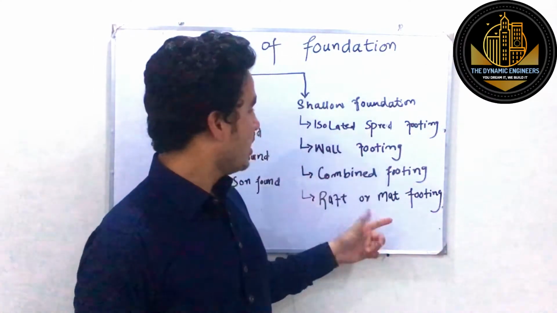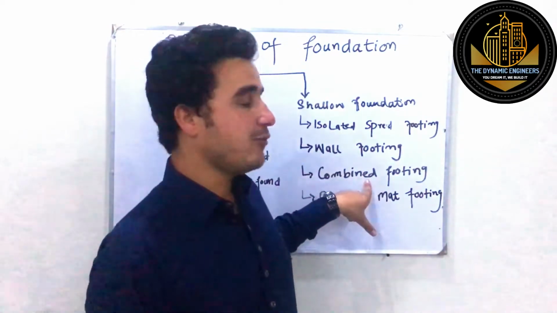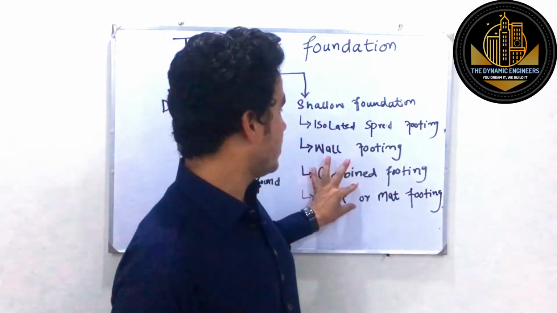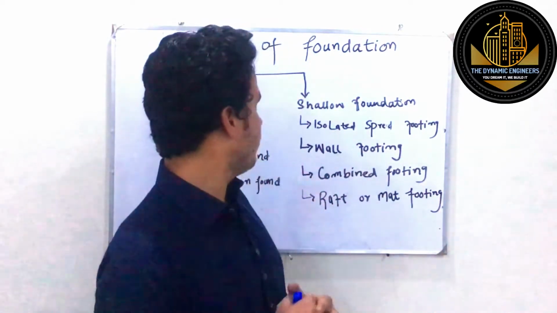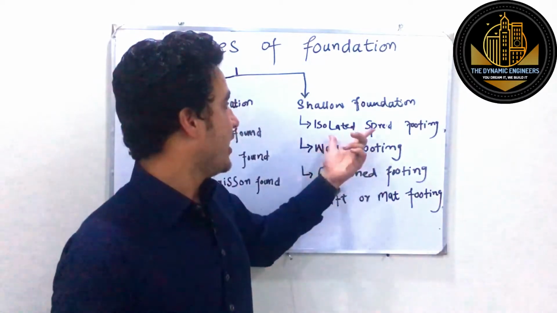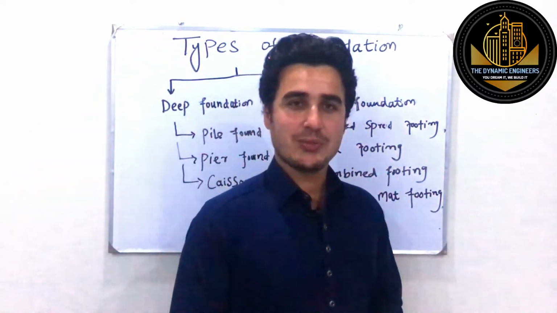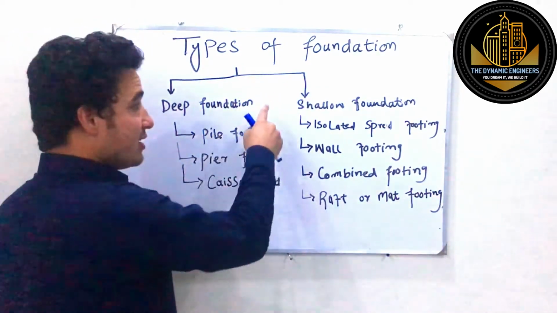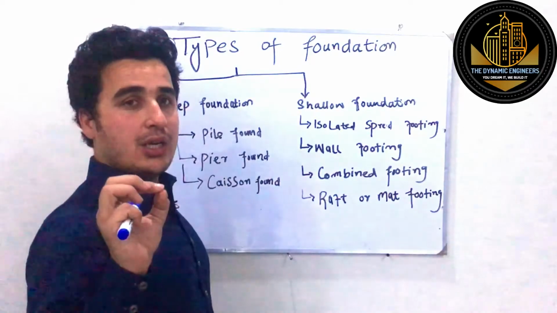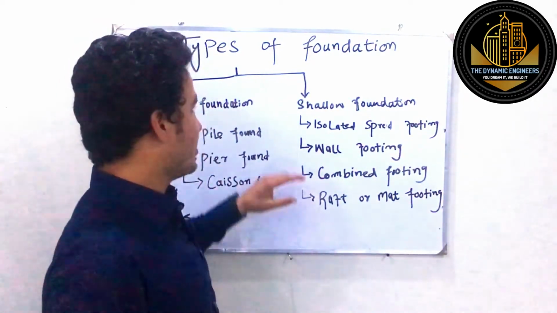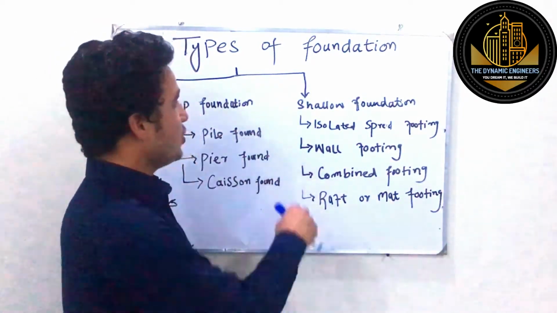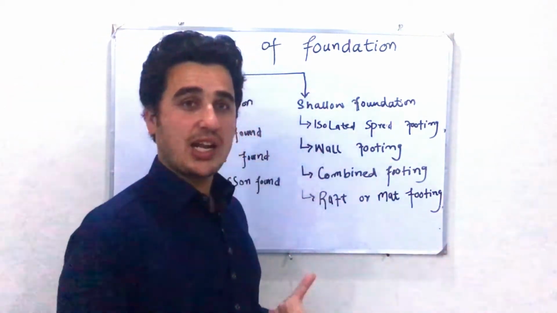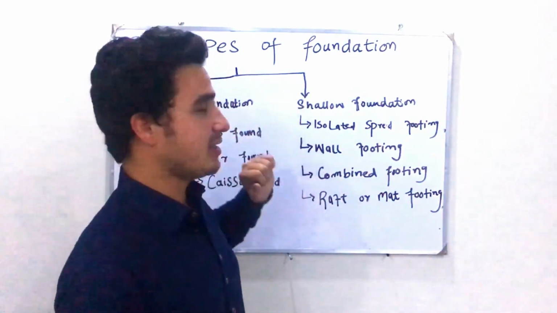So this is normally used. The raft or mat foundation and the combined footing, these two are very much used in construction, very commonly in daily construction. Wall footing and isolated spread footing are also used. I hope you have learned something from this, and you need to keep these things in your mind because these are very commonly asked questions in interviews, and you will also come across these in your structural drawings or architecture drawings. So you do need to keep these things in your mind.